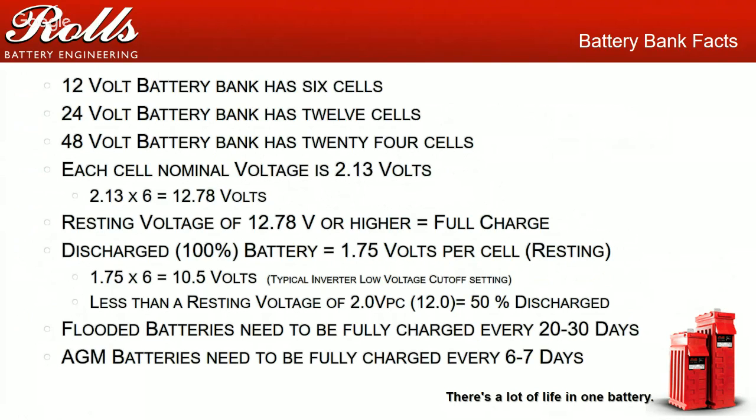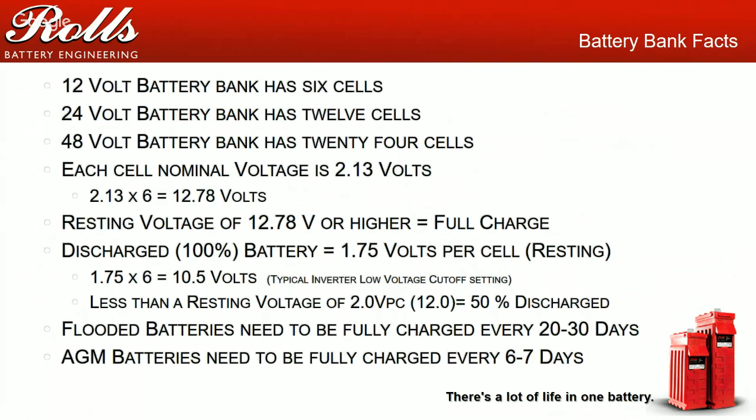A nominal voltage for a flooded lead acid battery is generally about 2.13 volts per cell. That means that if you have a resting voltage of 12.78 or higher, with no load, you have a full charge on your batteries. A discharged battery, at 100% discharge, rests at 1.75 volts per cell, and that's basically your LBCO settings for most inverters, or 10.5 volts, 21 volts, or 42 volts on a 12, 24 or 48 volt system.